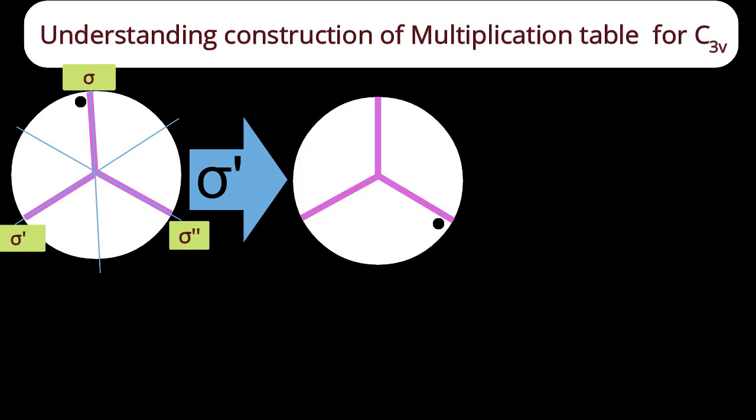See the structure. Now to this structure, I want to perform one rotation operation. Let me consider the first rotation operation, which is C31, meaning rotation by 120 degrees in anti-clockwise direction.